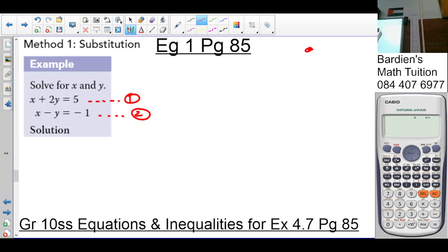So the second step is, from one of the equations make either x or y the subject of the formula. From one of the equations, now either equation 1 or equation 2, you either make x or y the subject of the formula. So if I go to that second step, you see I've labeled my equations, not so? Secondly, I must make either x or y the subject of the formula.